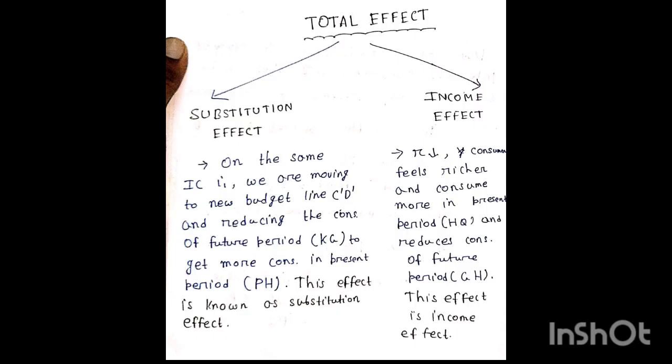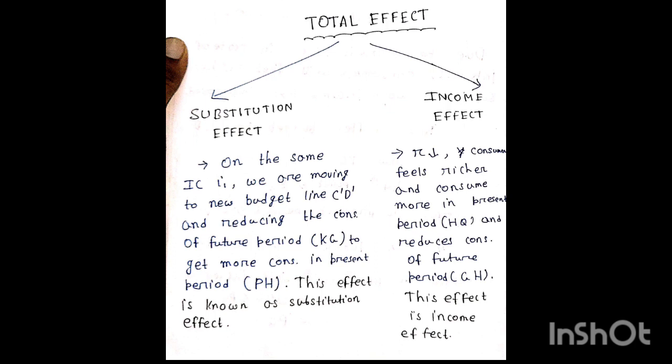Now this total effect can be divided into two parts: substitution effect and income effect. At first, we are on the same indifference curve I1. We are just moving to a new budget line C dash D dash. Watch this note as per the graphical representation. Only then you will be able to understand it completely.